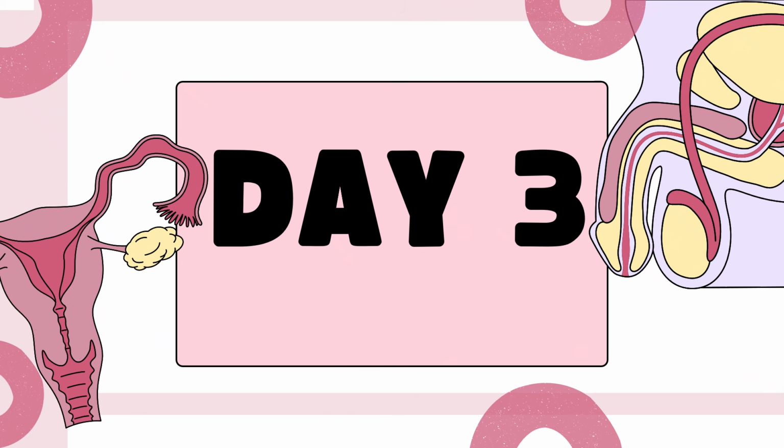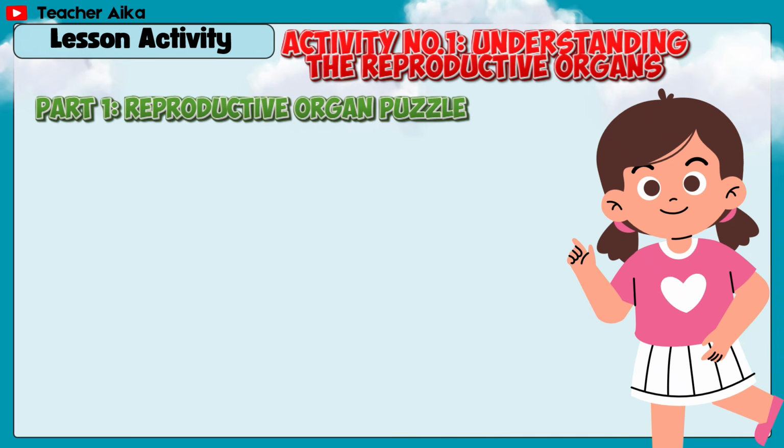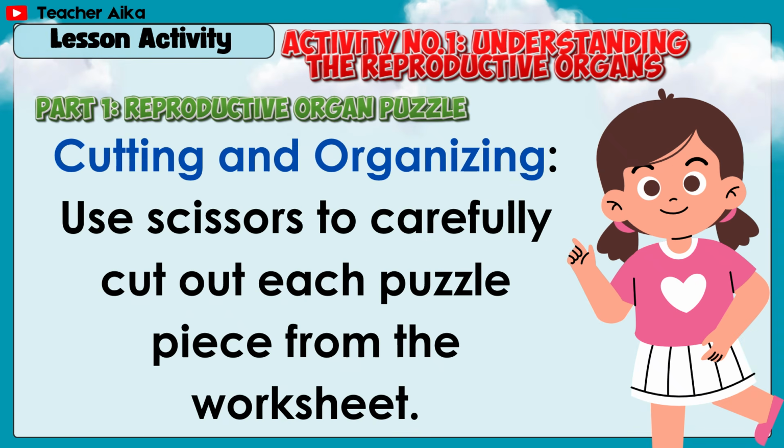Day 3. Activity number 1, Understanding the reproductive organs. Part 1, Reproductive organ puzzle. Cutting and organizing. Use scissors to carefully cut out each puzzle piece from the worksheet.